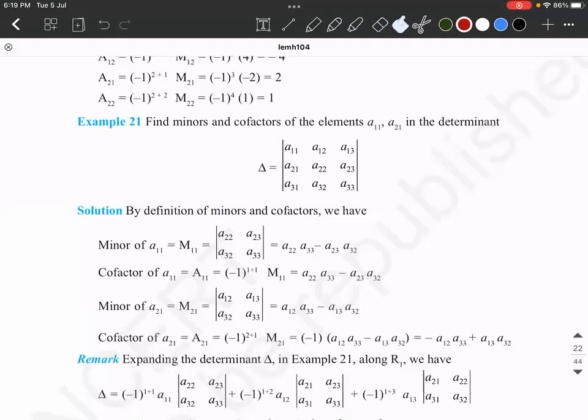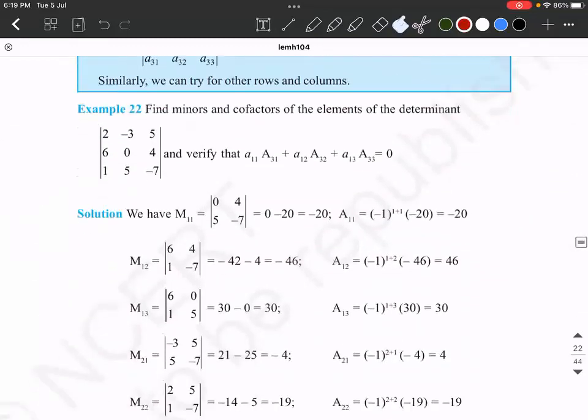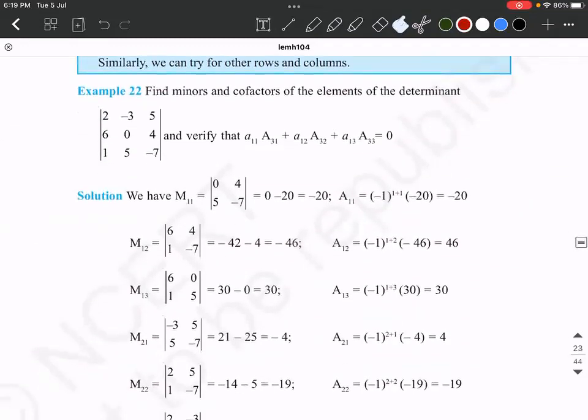Okay, proceed. Don't wait for me. Next book. So those who are able to do, proceed. Don't wait for me. Question 22: Find the minors and cofactors of the elements of the determinant.